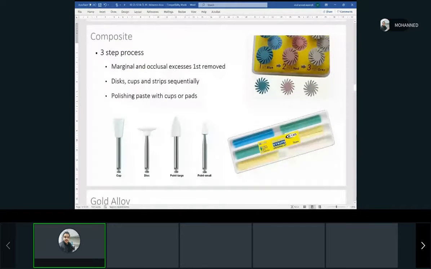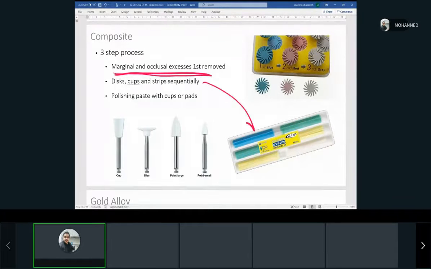For composite, you can do the polishing right away. A lot of times it's a complete system, so they'll tell you to use this burr first, then this burr, and then this type of paste with it. I didn't want to go too deep because there are too many systems out there, and each dentist would prefer a specific thing. But generally, we want to get the marginal and occlusal excesses removed, and then we can use discs and strips.